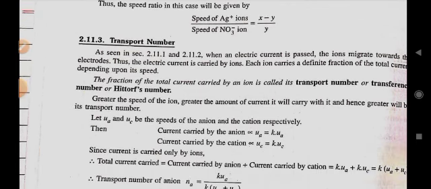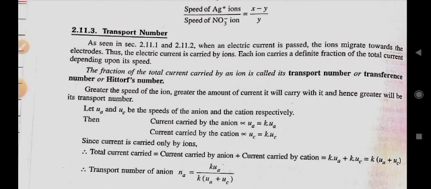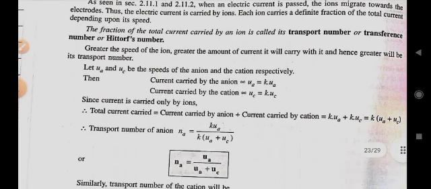Transport number. When an electric current is passed, the ions migrate towards the electrodes, thus the electric current is carried by ions. Each ion carries a definite fraction of the total current depending upon its speed. The fraction of the total current carried by an ion is called its transport number, or transference number, or Hittorf's number. The greater the speed of the ion, the greater the amount of current it will carry, and hence the greater will be its transport number.